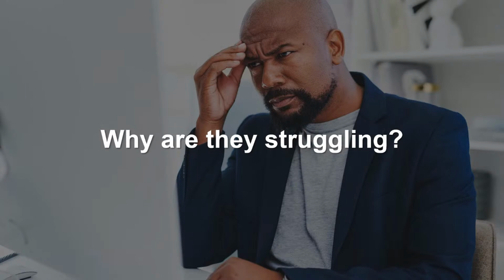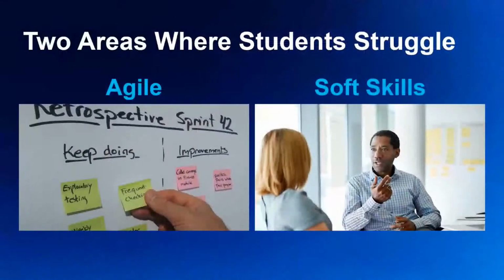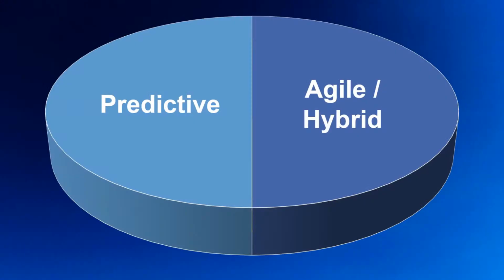So why are students struggling? Why do we see this with agile and soft skills? Why in these 2 areas in particular? Okay, well, agile is easily explained. This is the most significant difference between the previous and the current ECO, right? That's the project management approaches covered.